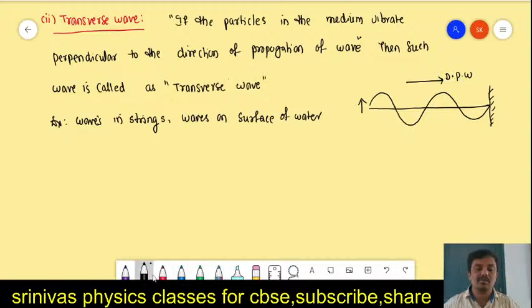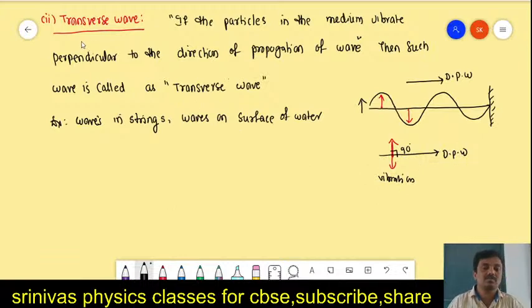But how are the particles going? The string goes up, next time the string goes down. That means the particles are going up and down. This is the vibration, the vibration is up and down. But the wave is going forward. Here we are creating the disturbance. This is the direction of propagation of wave. Now the particles are vibrating in a direction perpendicular to the direction of propagation of wave. Then such a wave is called a transverse wave.